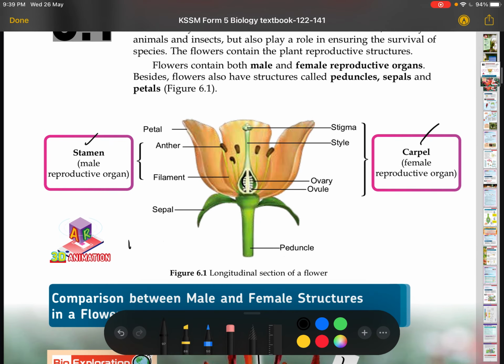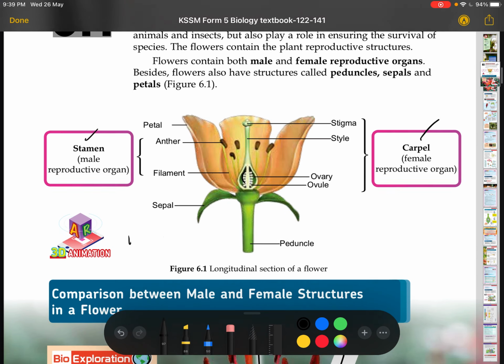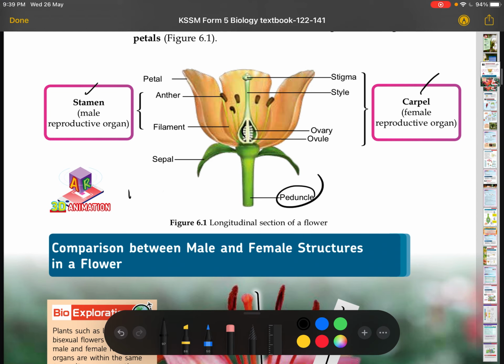So how about the other structures? They all have their own importances. So the first one is the peduncle, or we call it the receptacle in UEC. So what happens is this peduncle or receptacle provides support to the flower basically. So yeah, just keeping it simple, it just maintains the hold, the support of the flower.